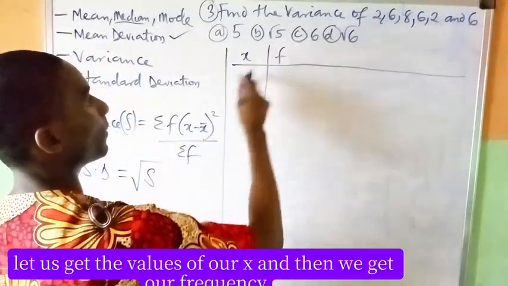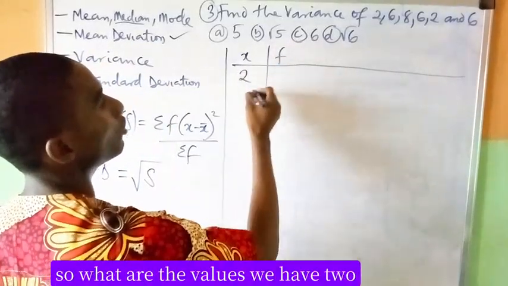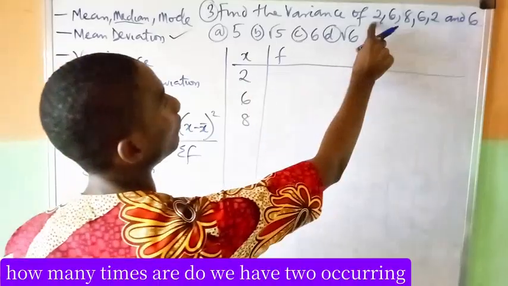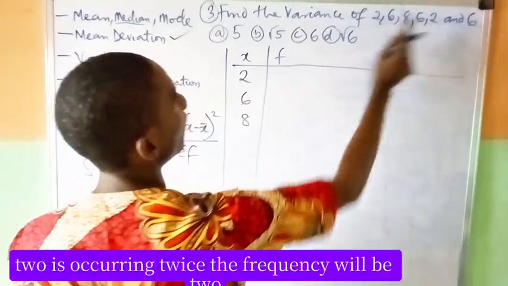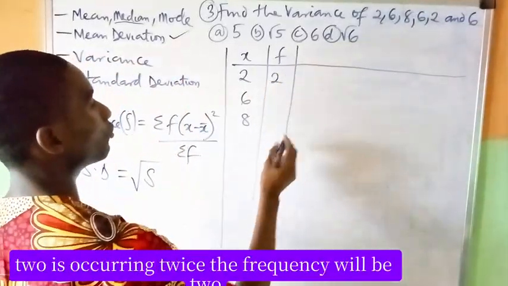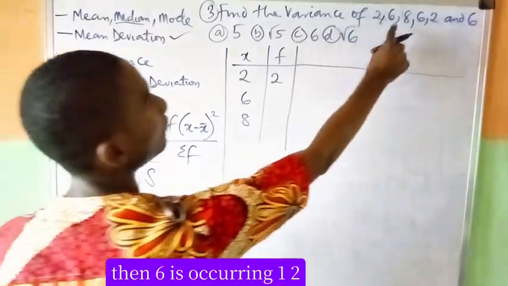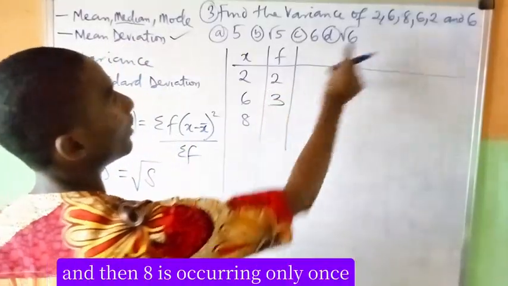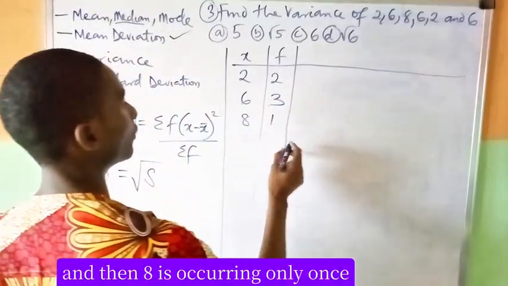So to answer this question, let us get the values of our x, and then we get our frequency. So what are the values? We have 2, we have 6, we have 8. How many times do we have 2 occurring? 2 is occurring twice, the frequency will be 2. Then 6 is occurring 1, 2, 3 times. And then 8 is occurring only once.